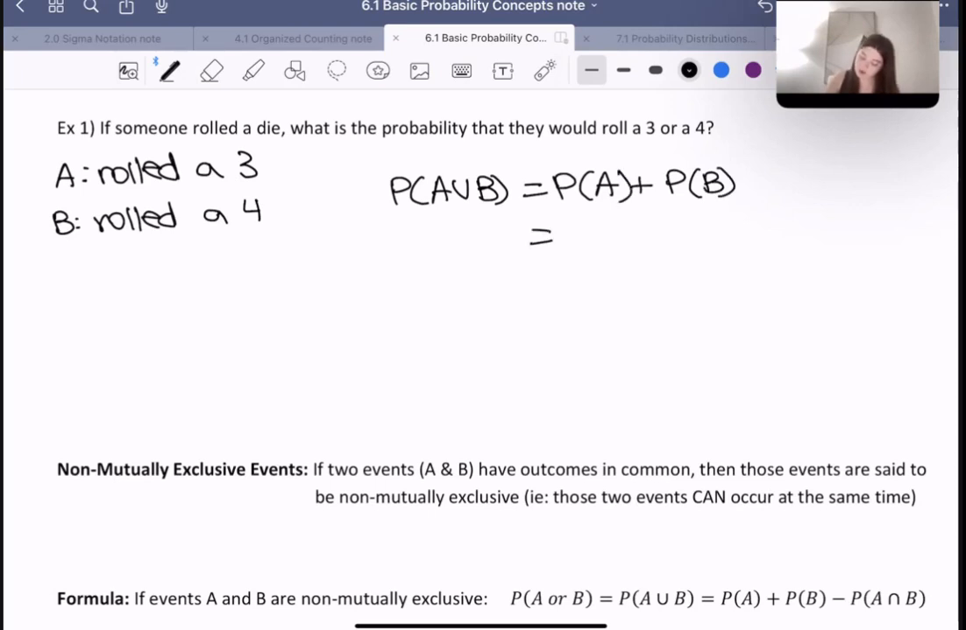Now, what's the probability of rolling a 3 on a 6-sided die? Well, that's 1 in 6. What's the probability of rolling a 4 on a 6-sided die? 1 in 6. So therefore, 2 in 6, or 1/3, is going to be the final answer. The probability of rolling a 3 or a 4 is 1/3.